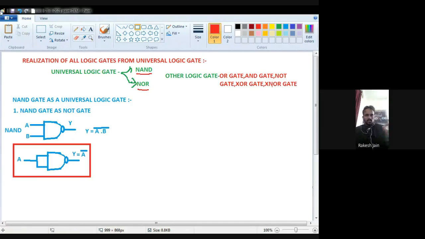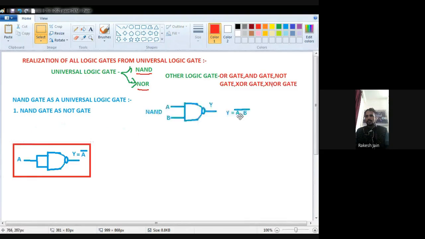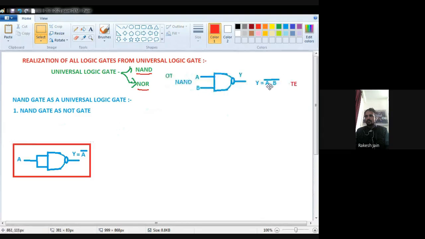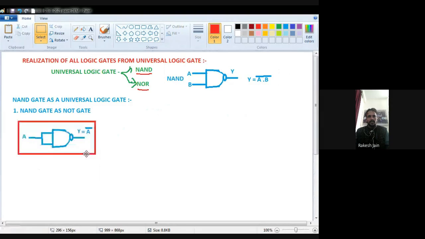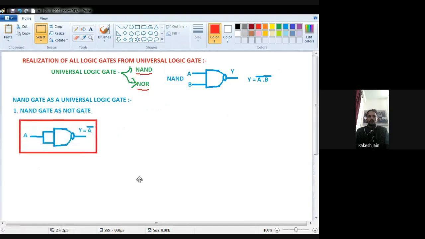So this is the circuit by which we can say the NAND gate behaves as a NOT gate. First of all, I just move this one to another place like this. Okay, because we studied the NAND gate. So this one is the answer of how a NAND gate behaves as a NOT gate.